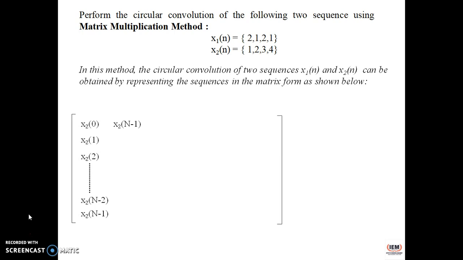Then move to the second column of the second sequence. Rotate by 1 row shift with x2 capital N minus 1. Then we write x20, x21 up to x2 capital N minus 3 and x2 capital N minus 2. Similarly, we do the rotation depending on capital N. If capital N is 4, the size of the matrix is 4 cross 4, that is row into column.